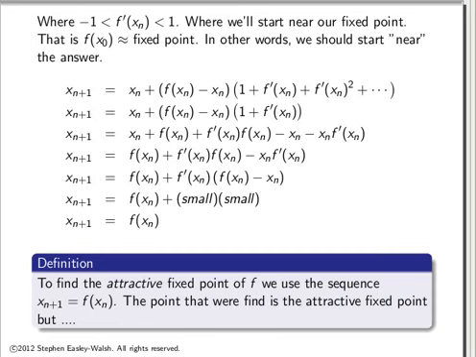Now, I haven't actually said the difference between attractive fixed point and fixed point. And it's better I show you with an example the difference. So I actually decided to deliberately leave the sentence open at the end there. The point that we find is the attractive fixed point, but. So the but now is going to be an example to show you just the care you need to take between attractive fixed point and fixed point, because they're actually two different things. So with the first example I gave you, I'll show you the difference between the two.